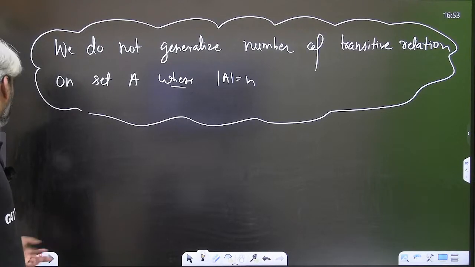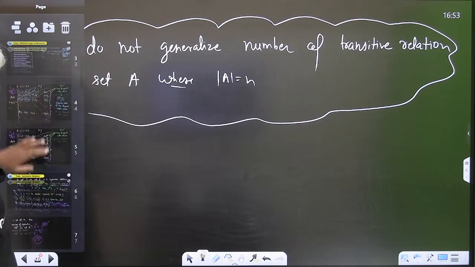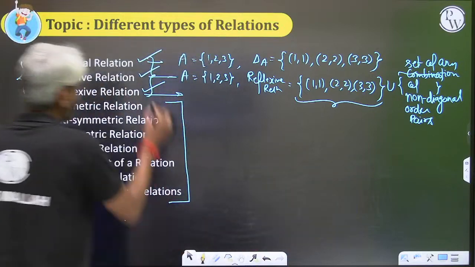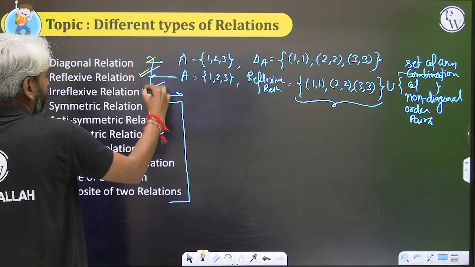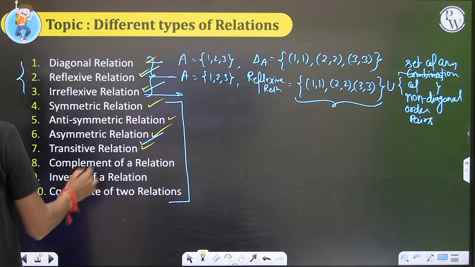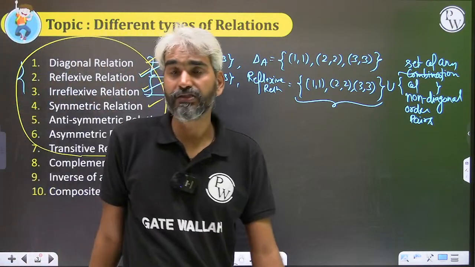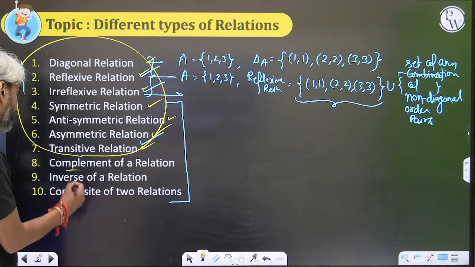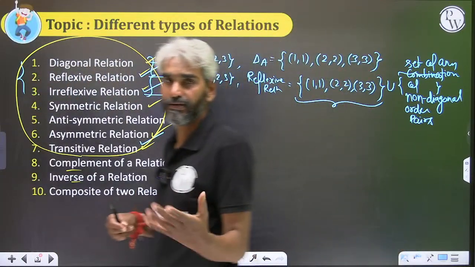Okay, sir. So, sir, what was the case? We started with types of relation and we have covered them in the last class. We are done with the symmetric relation, antisymmetric relation, asymmetric relation, transitive. Now, in the last class, I told you that these three are the relations which are formed on set A, that is from set A to set A itself. But these two relations, complement of a relation and inverse of a relation, can be from any set A to any other set B. There is no problem.